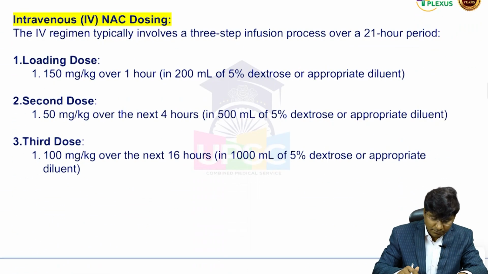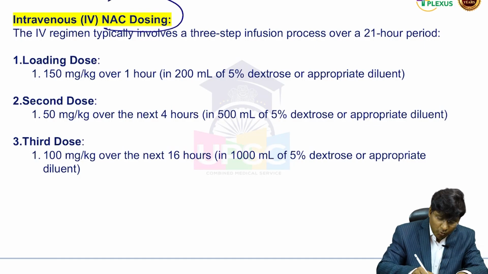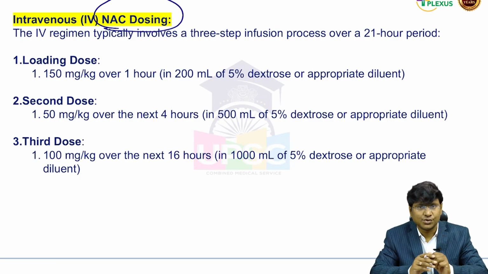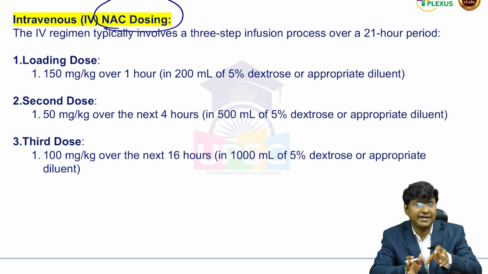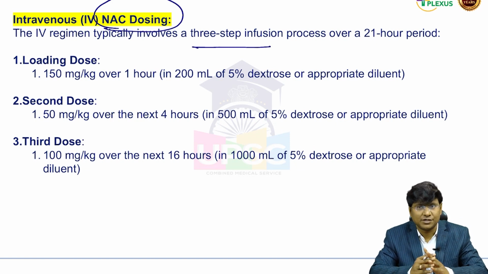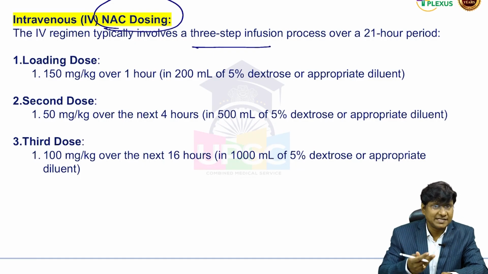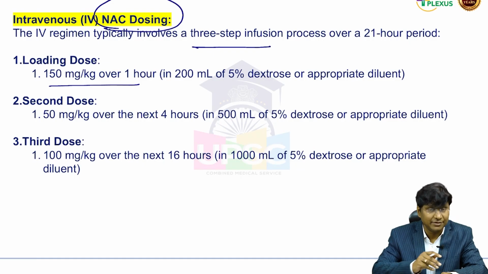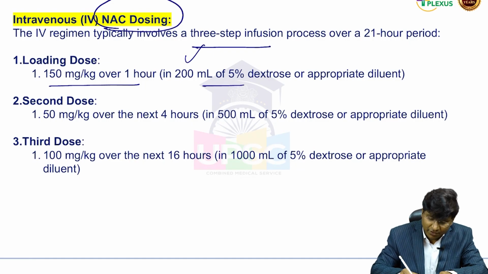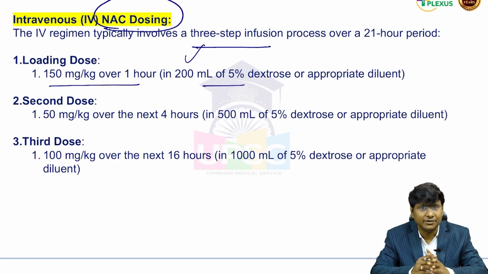Now, you need to be aware of the dosing of N-acetylcysteine. You need to give the loading dose. The intravenous supplementation of N-acetylcysteine is a 3-step process over a 21-hour period. You need to give the loading dose, that is 150 milligram per kg over 1 hour, and that should be diluted in 200 ml of 5% dextrose or appropriate diluent.